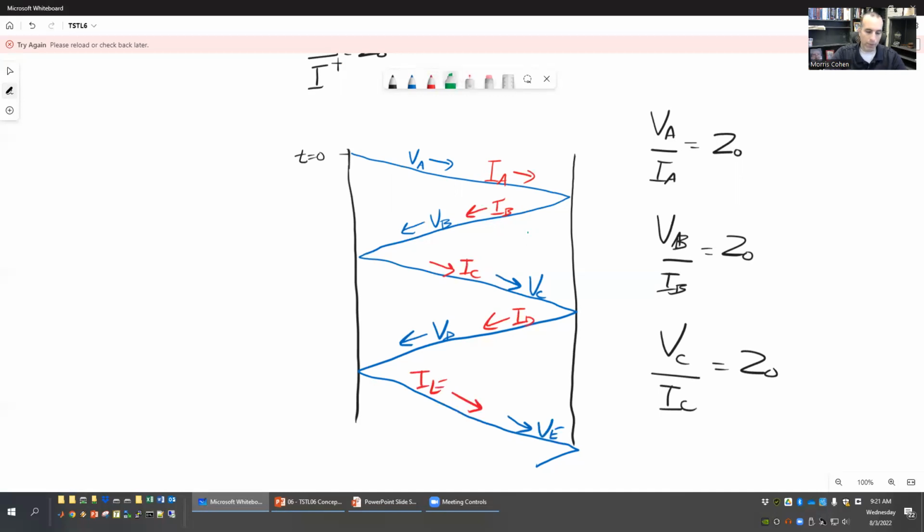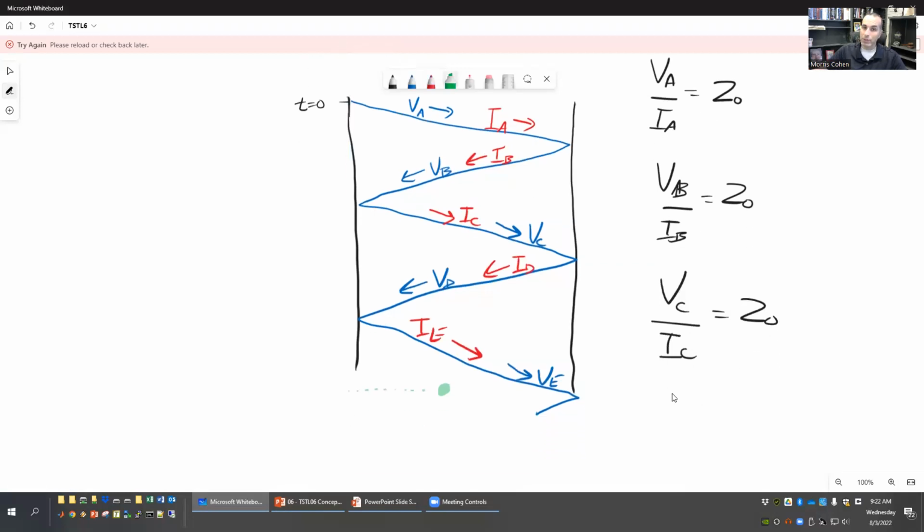Okay, so let me ask you this question. I'm going to draw a green dot right here. I'm going to ask you the question, what is the voltage at this green dot? Meaning the voltage in the middle of this transmission line at this particular point in time. What's the voltage and what is the current? I asked you that simple question.